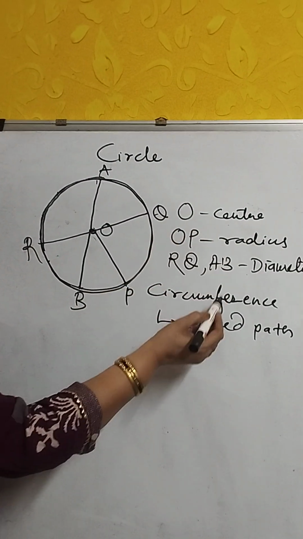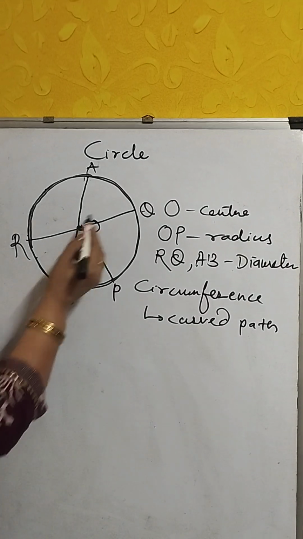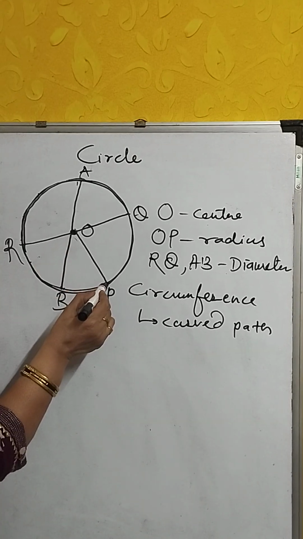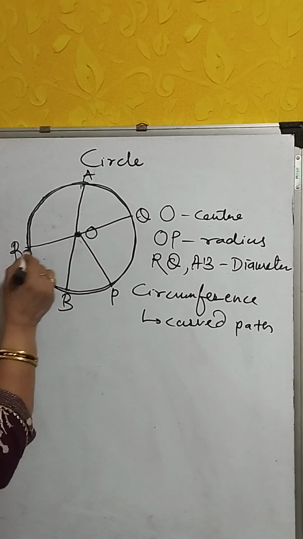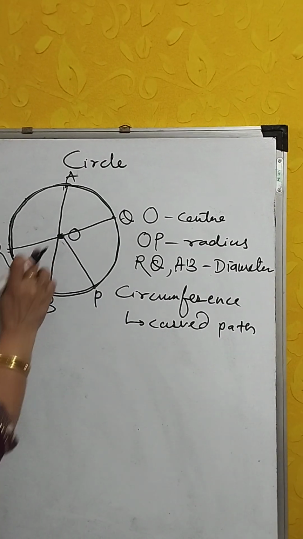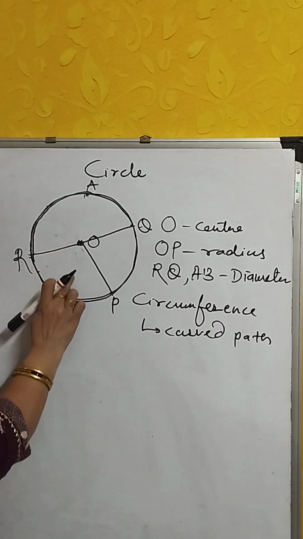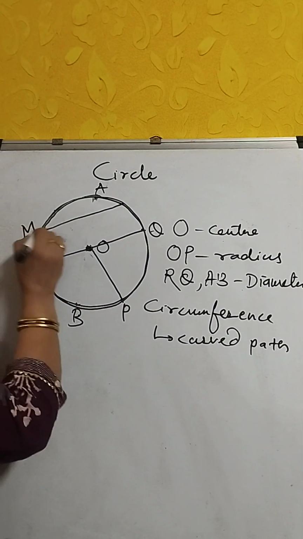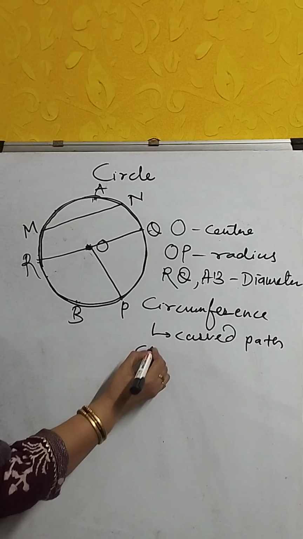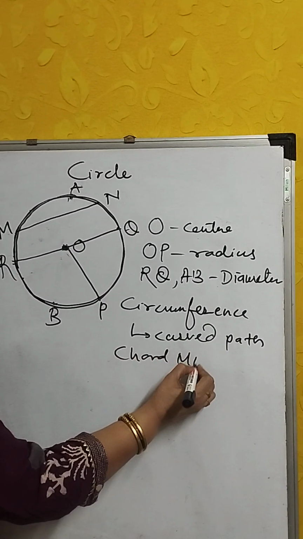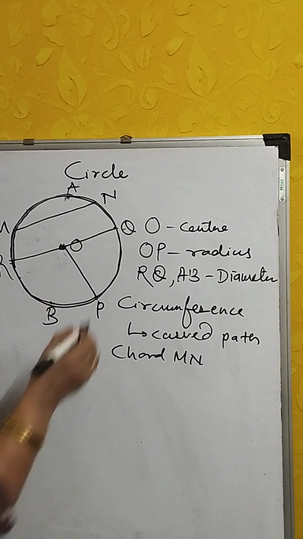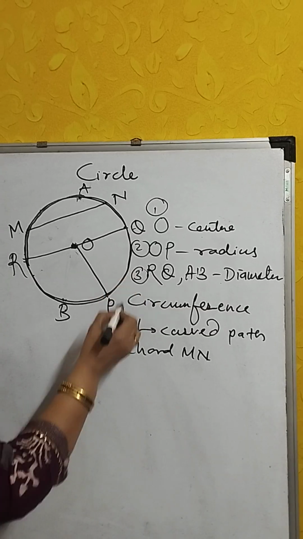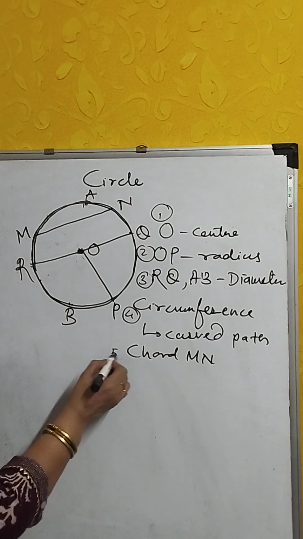Means we have studied 4 points of the circle. That is center of the circle, radius of the circle. This is also a radius of the circle. Diameter of the circle. Then one more point, let me tell you, the next point of the circle is a chord. This is a chord, chord MN. Chord MN is the next point, that is the 5th point. This is the first point, second, third one diameter, fourth one circumference, fifth one chord.